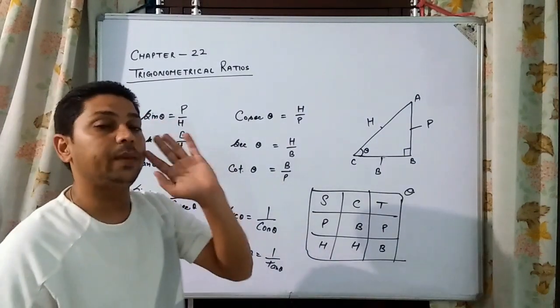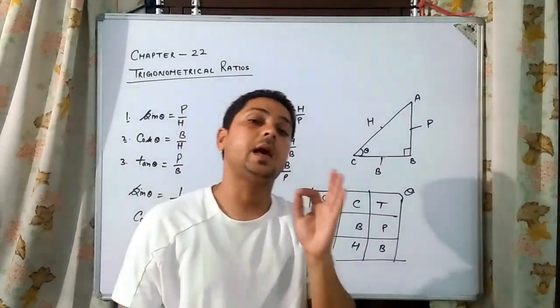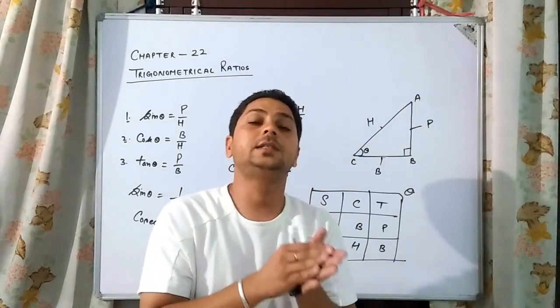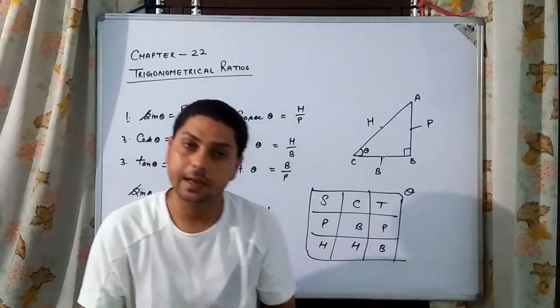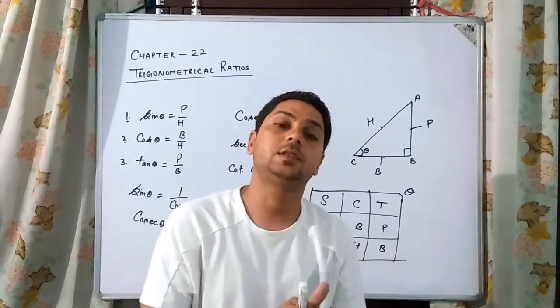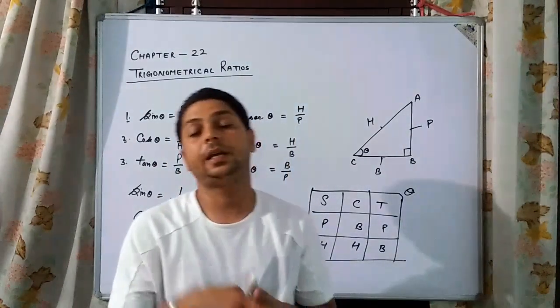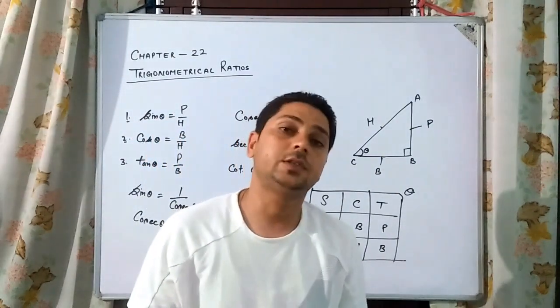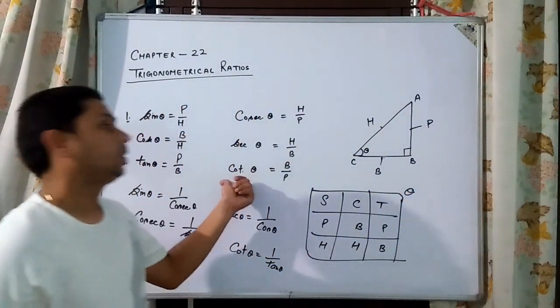Then we have three basic trigonometrical ratios: sine, cos, and tan. So inverting them, what is the inverse of sine? Inverse of sine is cosecant theta. What is the inverse of cos? Inverse of cos is secant theta. And what is the inverse of tan? Inverse of tan is cot of theta.